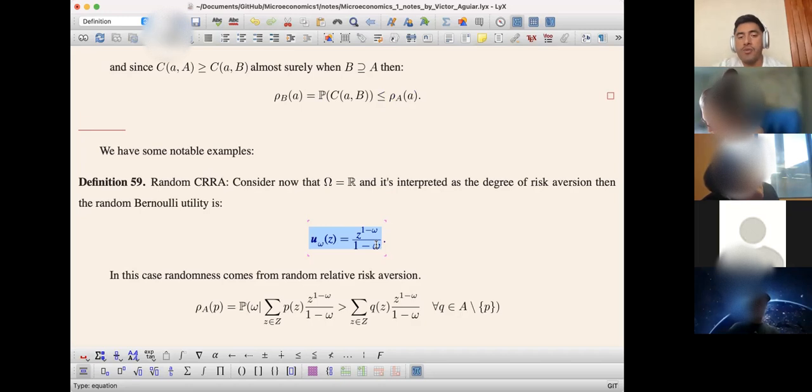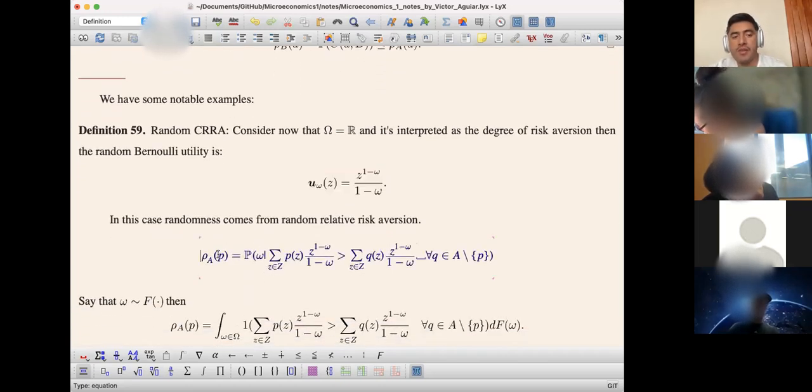So now when I compute the probability of some lottery in this capital menu A, this is the probability of all omegas such that the expected utility of the CRRA is strictly greater than the expected utility of the lottery Q according to this risk aversion.